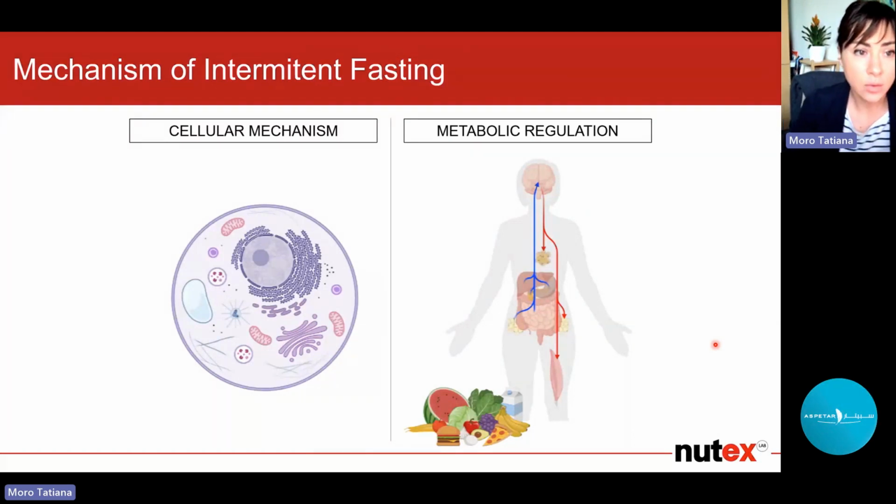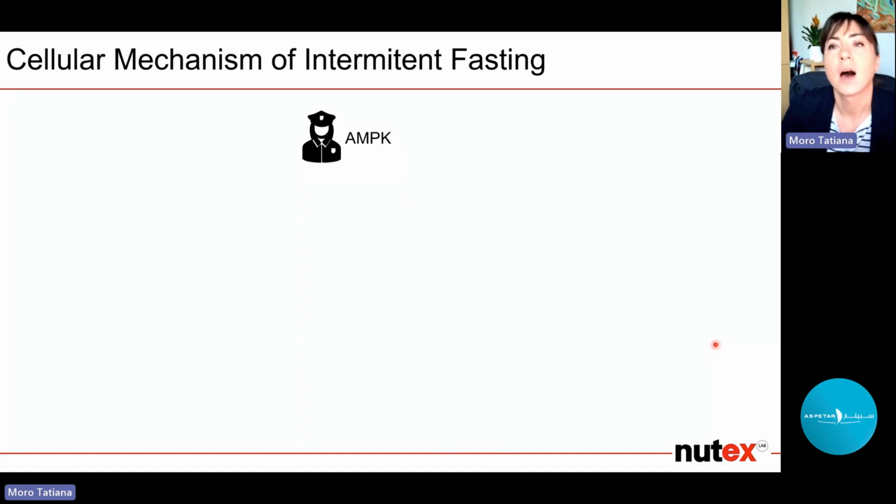What happened at a cellular level and what happened from a metabolic point of view? So with the cellular mechanism, to describe the effect of intermittent fasting at a cellular level, we have to think of our cells like a big city with a lot of traffic, in which there are some proteins that have the role of making order in the cells.